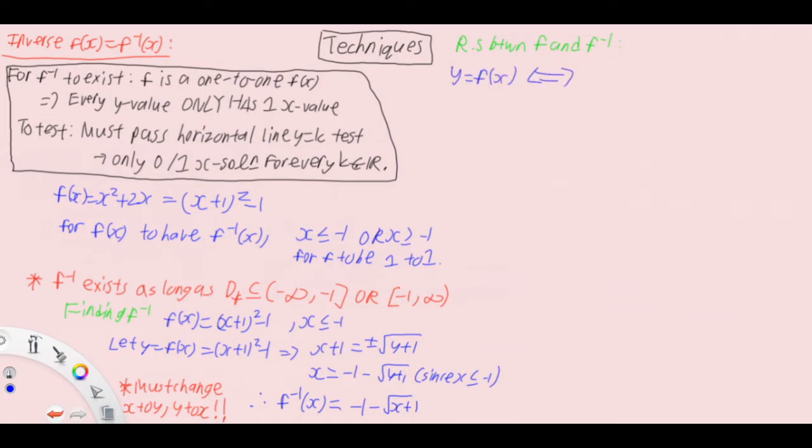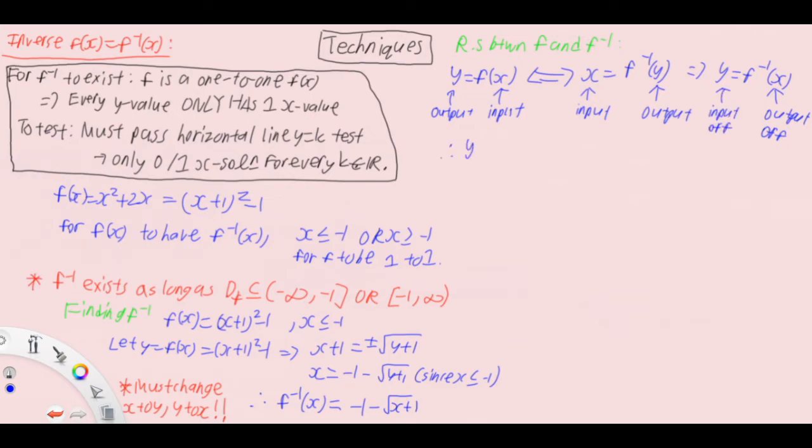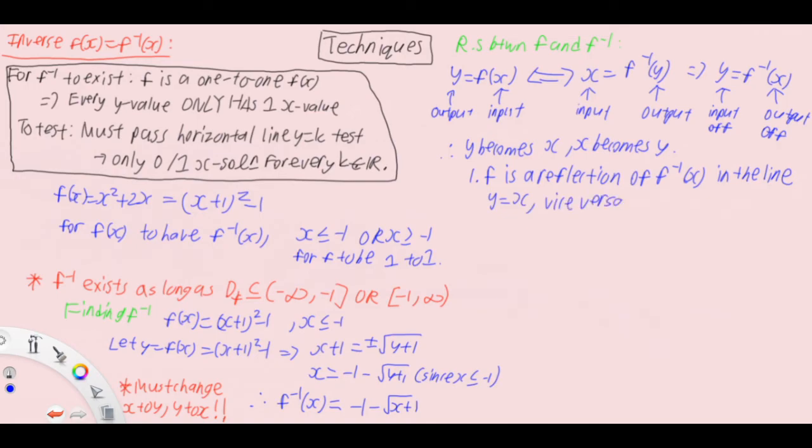Now the relationship between f and f inverse: we have y = f(x) if and only if x = f inverse(y), where we have x as the input in our y = f(x) and our output as y. Now if you look at our f inverse, we now have our input as our output and our output as our input. As such, it basically boils down to y becomes x from f to f inverse, and x becomes y, vice versa. One is that f is a reflection of f inverse in the line y = x and vice versa. Number two is that the range of f is now the domain of f inverse, and the domain of f is now the range of f inverse.